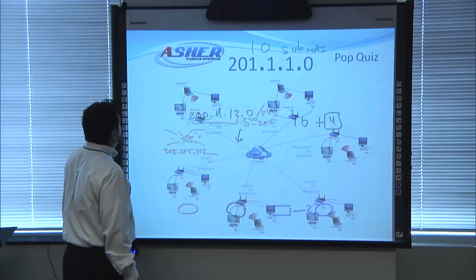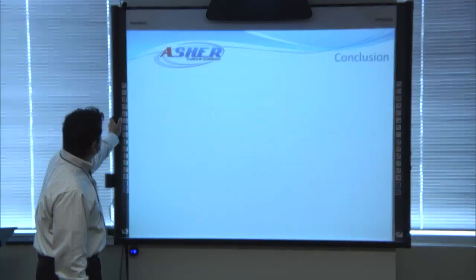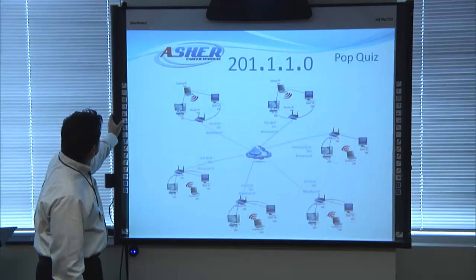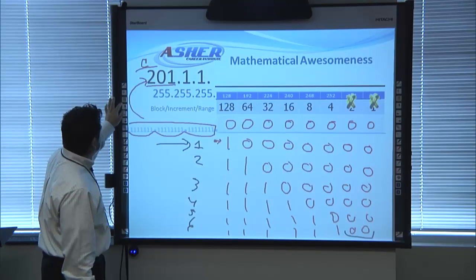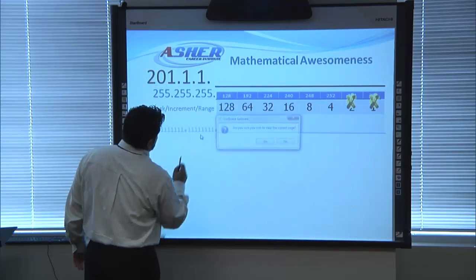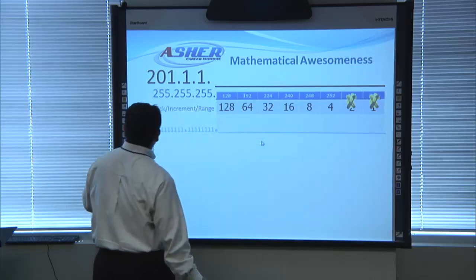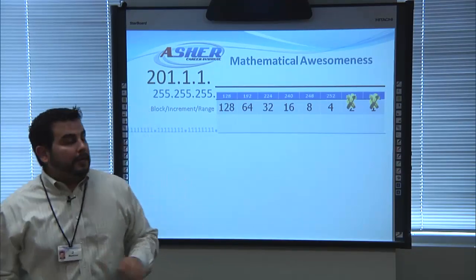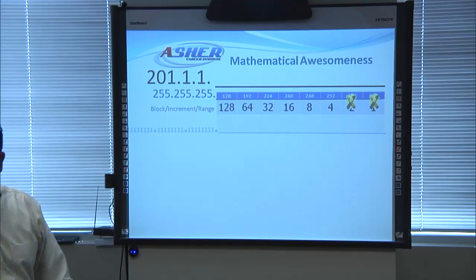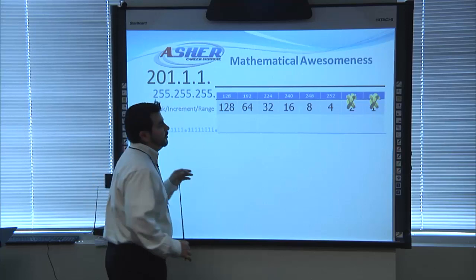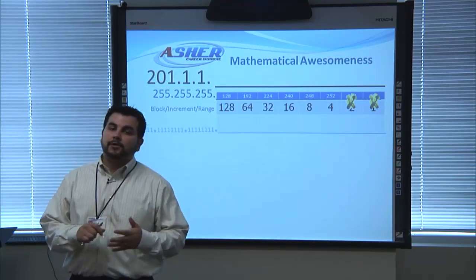Now, you can do that exact same thing using my method. All right, so this is how I subnet. I use this chart, and do we have this in your notes that I gave you? I use this chart to subnet, and I use this chart to subnet a Class A, B, or C network.